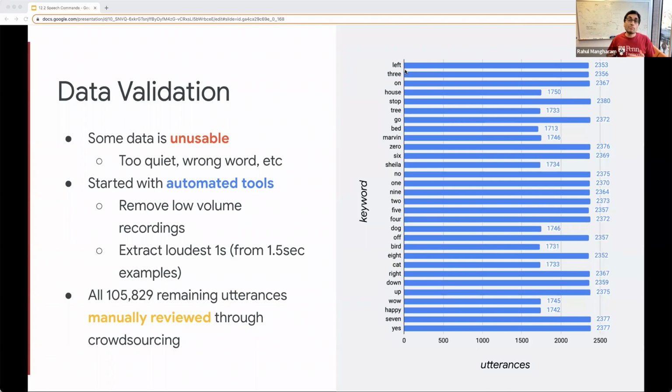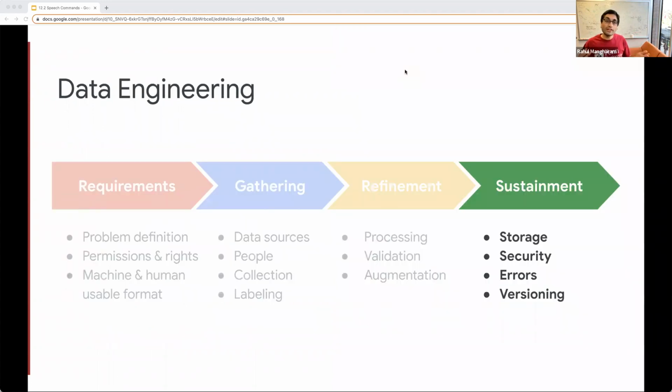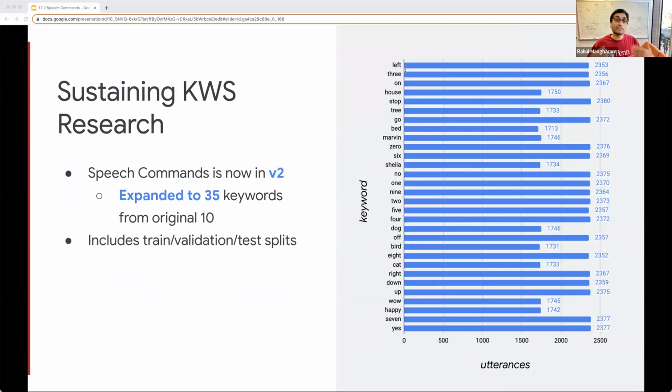Then someone, of course, has to manually validate that data set. You've got to go over 100,000 of these utterances that need to be manually validated. And that was, again, done through crowdsourcing, which effectively means that people volunteer to actually do the validation. And the final part comes down to sustaining or improving this data set to make it more accessible. So the original data set only had about 10 keywords in it. And now the data set has over 35 different keywords. And so it's starting to expand, as this is effectively the standard that everybody is using to build keyword spotting models on. And as the needs become more and more, the data set naturally continues to grow.